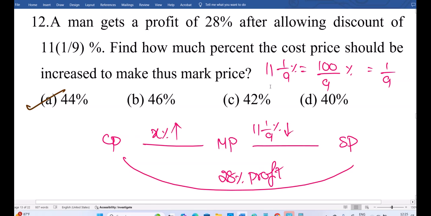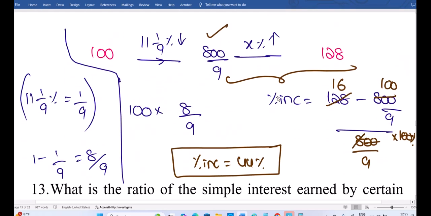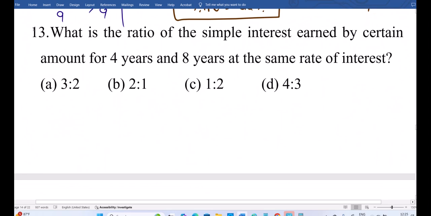Are you clear with this question? Done? Shall I go for the next one? Let me check how many of you can answer this easy question.